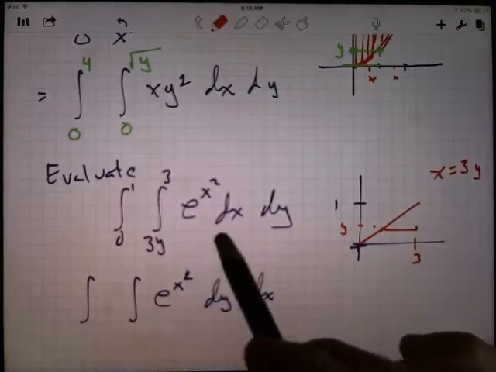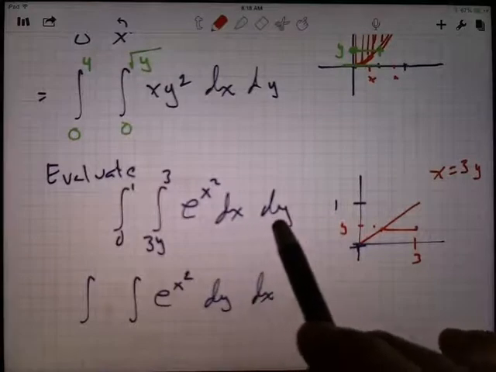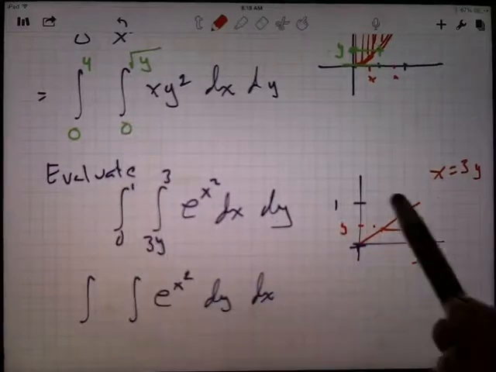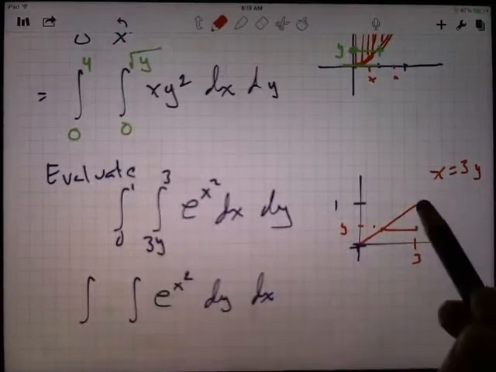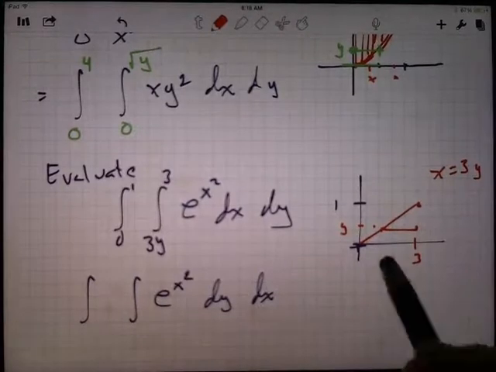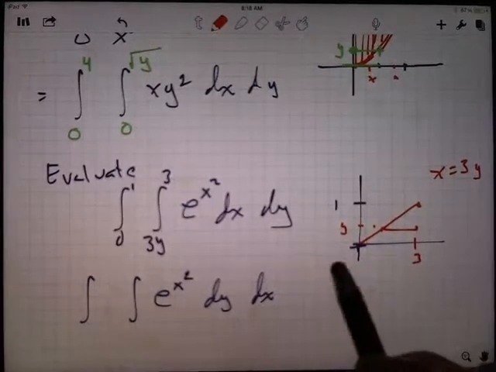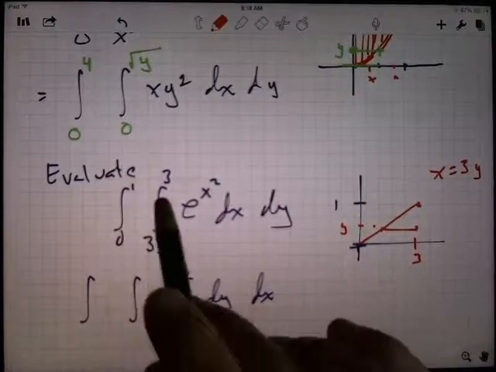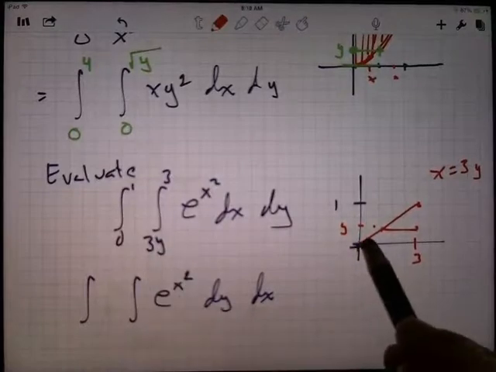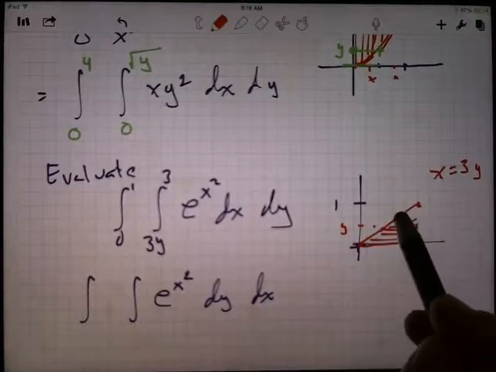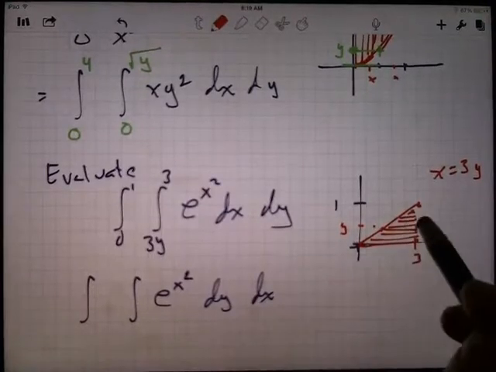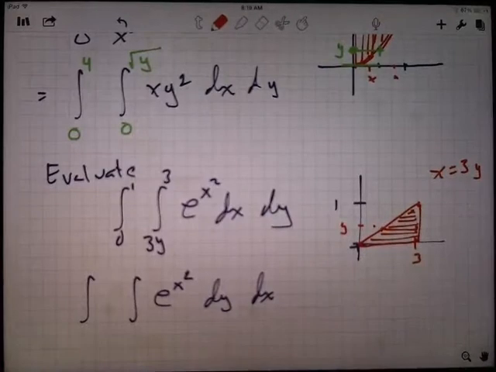Notice that when y is all the way up at 1, this is going from 3 to 3. That is up at 1 here, you've got this really short, just a point that you're going. When y is at 0, you're starting at 0 and you're going to 3. So down here, you're going from 0 all the way out to 3. Right? So the region that's being described by all these horizontal lines is that triangle.